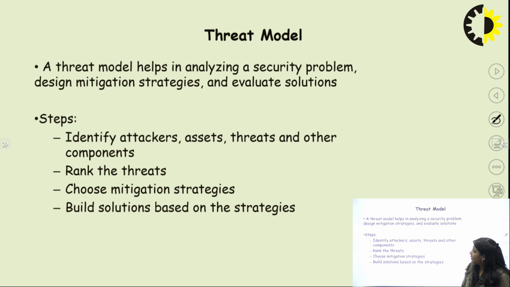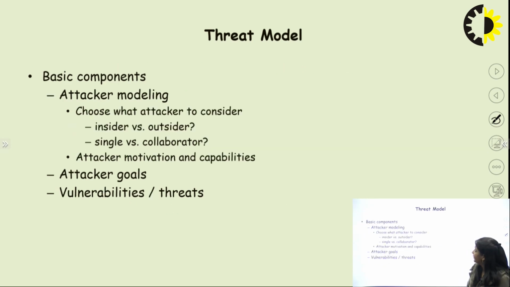Next is the threat model. A threat model helps in analyzing a security problem. So now we make one threat model to analyze the security issues or problems, design a mitigating strategy and evaluate the solution. So the steps are: identify attackers, assets, threats and other components. Next, rank the threats, choose the mitigating strategies and build the solution based on the strategy. So these are some steps for making one threat model.